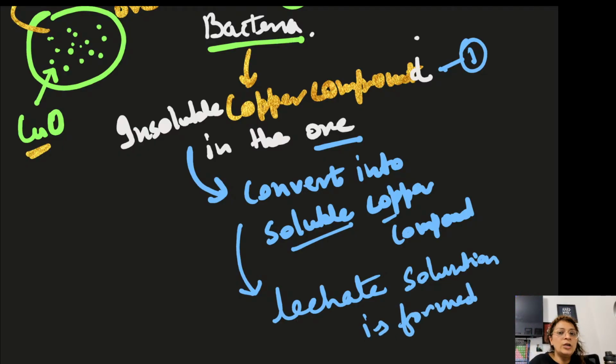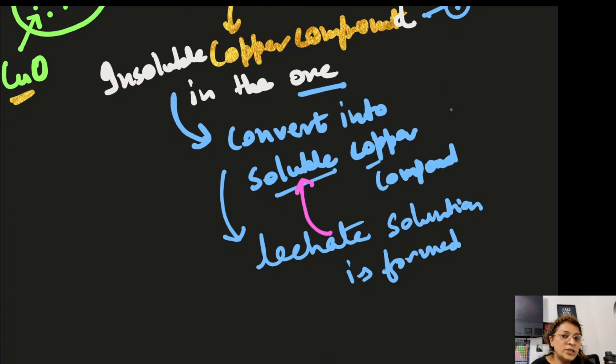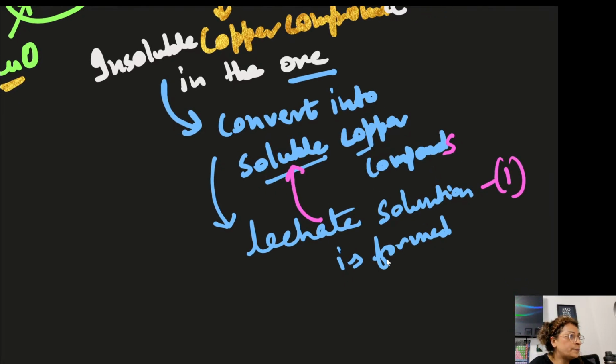Okay, leachate solution is formed. Now what is leachate solution? Listen carefully guys, I'm not asking a question right now, I'm just explaining: a soluble copper compound is called leachate solution. This is the 3rd marking point. Please remember that you know this.